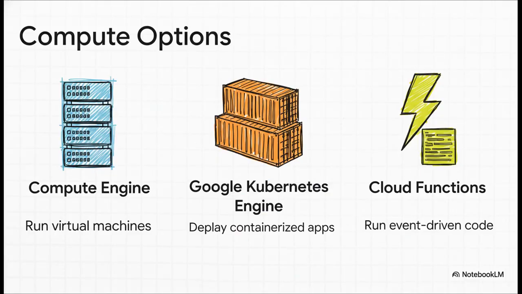And in the world of compute, you've got options depending on how much control you want. If you want to get your hands dirty, you've got Compute Engine, where you can spin up your own virtual machines. If you're into containers, which make apps super portable, Google Kubernetes Engine, or GKE, is the king. And for the ultimate set-it-and-forget-it approach, you've got Cloud Functions, where you just run little snippets of code without ever thinking about a server at all.